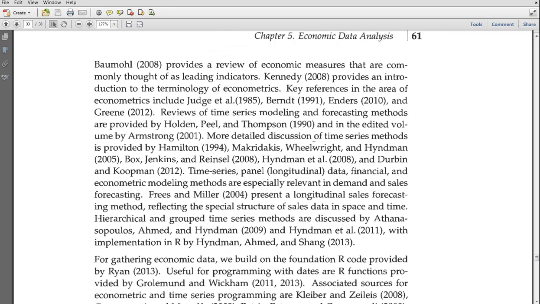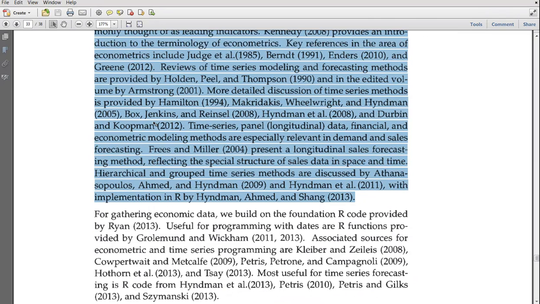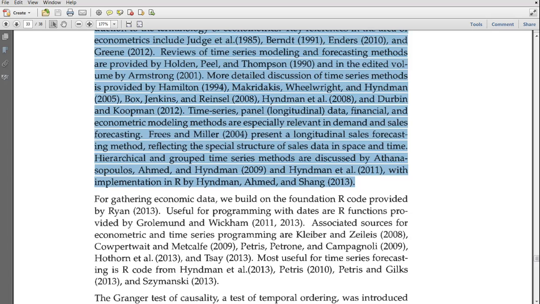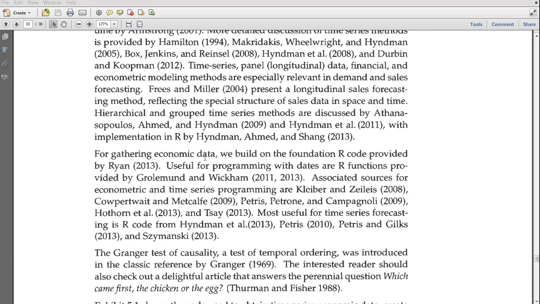Next, on page 61, he gives us some references to look up if we want to explore it further. He mentions some stuff regarding R. He says we build on the foundation R code provided by this person. And you can look for the reference at the, well, if you purchase the book, you can look for the reference to this. Useful for programming with dates are R functions provided by these people.